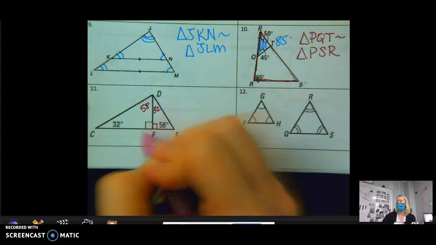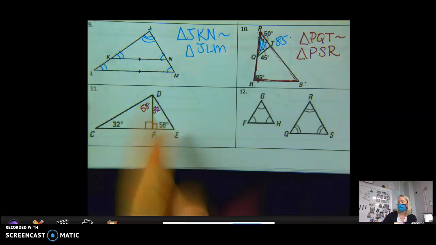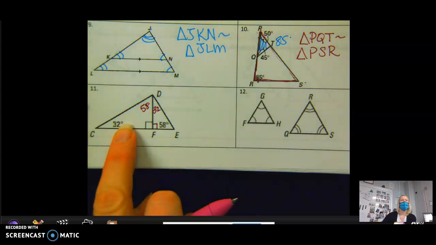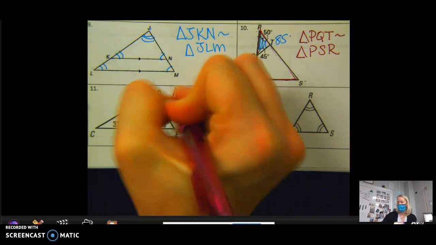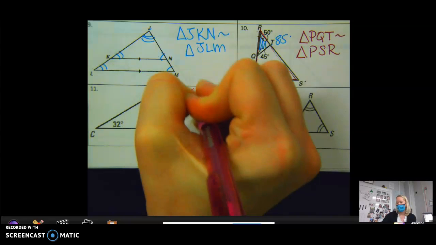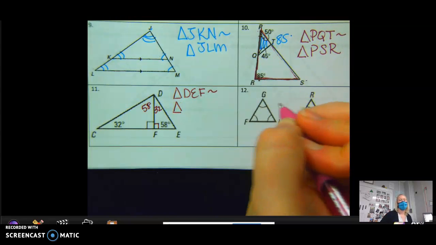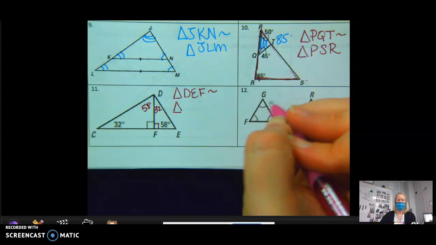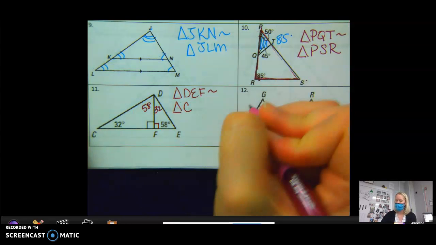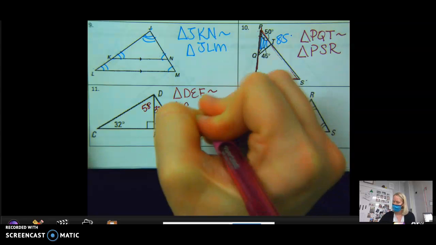Okay? We're going to start with the small and medium and see if they are similar. Is this one similar to this guy? So triangle DEF is similar to triangle. So what's the medium one? What matches up with the D? C. What matches up with E? And then F?